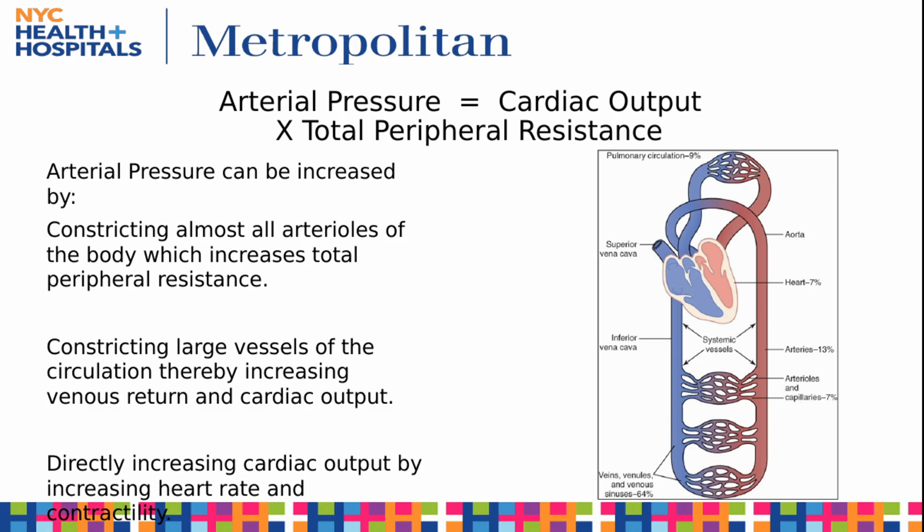Let's come back to the equation one more time. Arterial pressure equals cardiac output times total peripheral resistance. That is the reason all of these reflexes matter. Pressure can be increased by constricting arterioles, which raises total peripheral resistance. It can also be increased by constricting large veins, which improves venous return and cardiac output. And it can be increased directly by raising heart rate and contractility. In practical anesthesia language, that is the pump versus vessels versus volume framework. If you know which lever is being pulled, you know what the body is attempting and what intervention makes sense. That is the bedside value of physiology.